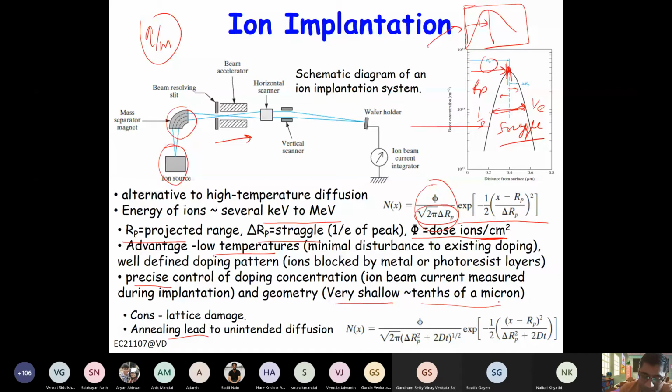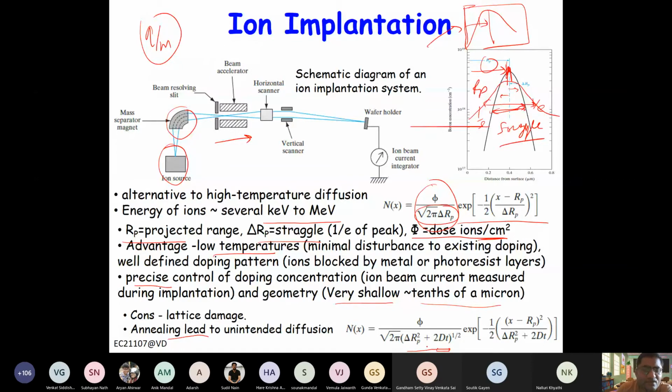Now when you do the annealing, what will happen? The peak position will not change, but the profile will diffuse from the peak, so it will become something like this, right? So the delta RP will change. The new delta RP square is given by the original delta RP square plus 2 Dt. This Dt is the thermal budget, or root Dt is the diffusion length, right?